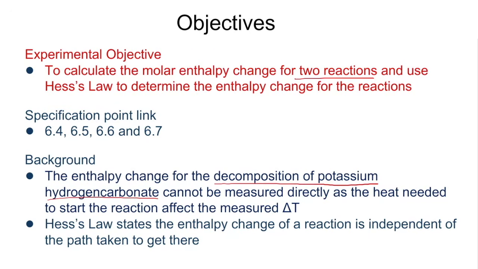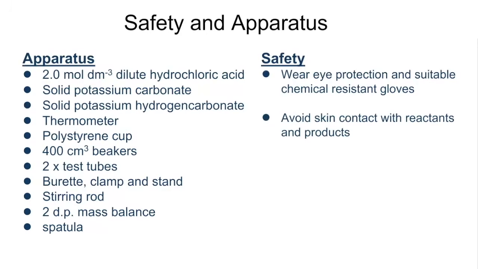Now, as a reminder from our Unit 2 lessons, Hess's law states that the enthalpy change of a reaction is independent of the path taken to get there. So whether you go from A to B or you go from A to C to D to B, the reaction enthalpy is going to be the same. And we're going to use that same principle to help us with a particular reaction with regards to decomposition.